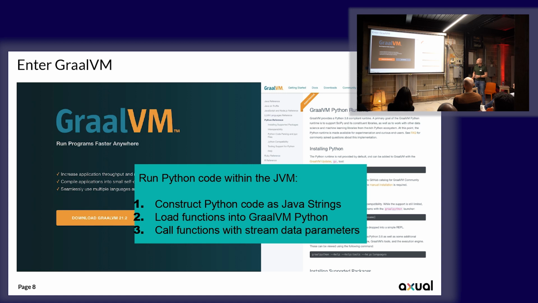Well, after a few deviations, we ended up with GraalVM, which is a very nice Java virtual machine that not only allows you to run Java code, but also allows you to run Python code. And Python, of course, is an interpreted language. So the idea we had is, well, what if we could generate Python code as Java strings and feed them into the interpreter?